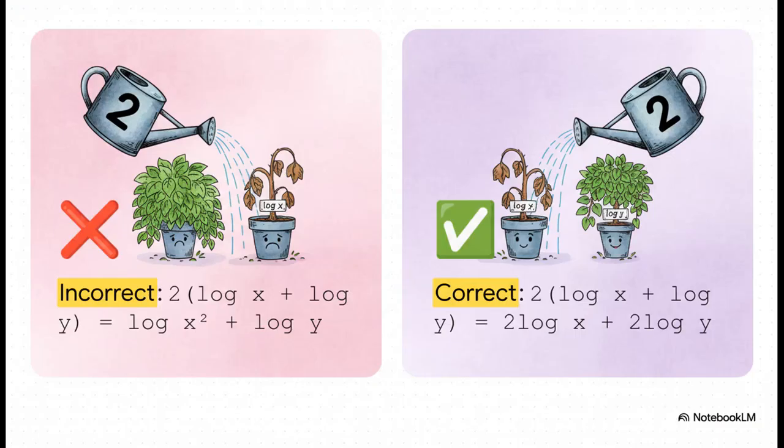Oh man, this is such a classic mistake. If you have a number sitting outside of parentheses, you have to distribute it to every single term inside. It's so tempting to just give it to the first one and call it a day, but that's wrong. As you can see on the right, that 2 has to be multiplied by the log of x and by the log of y.